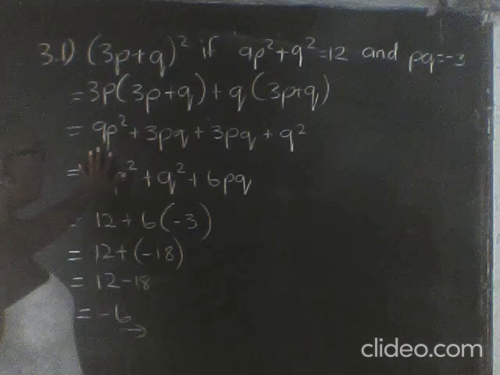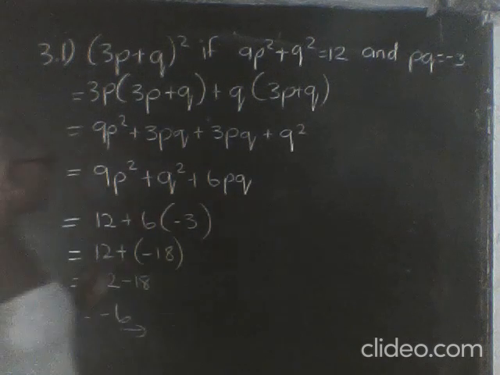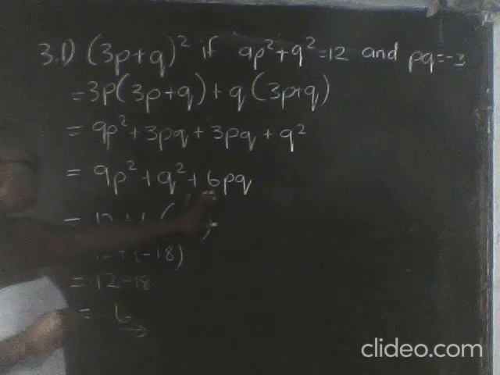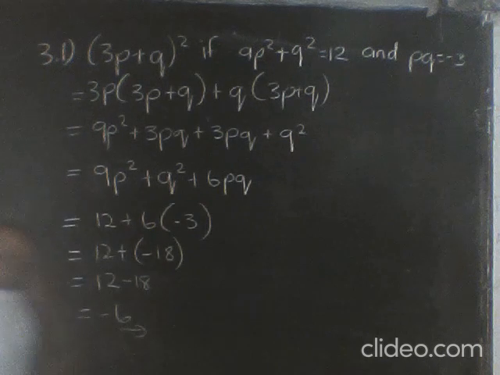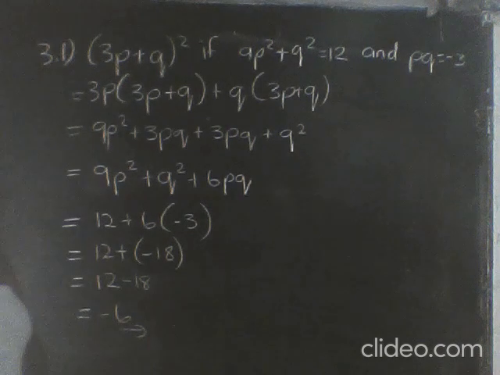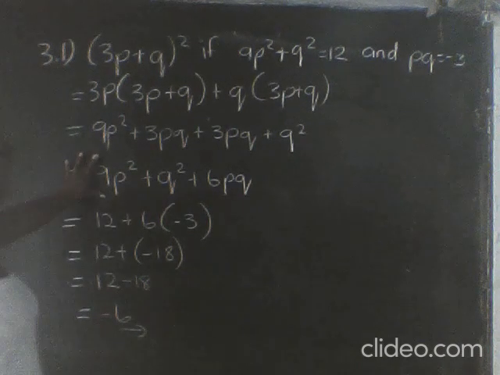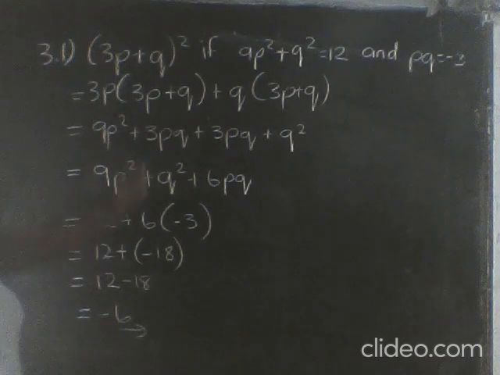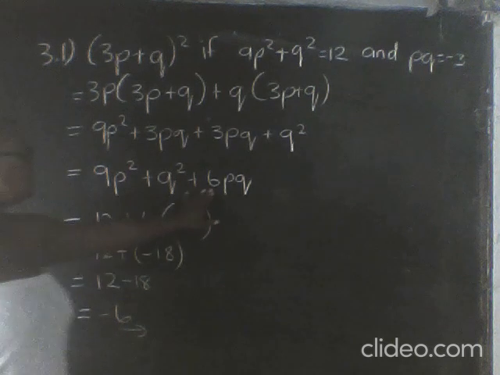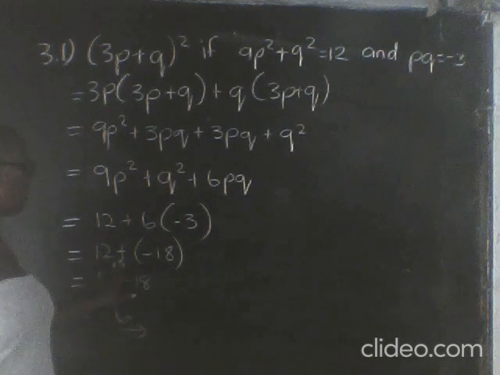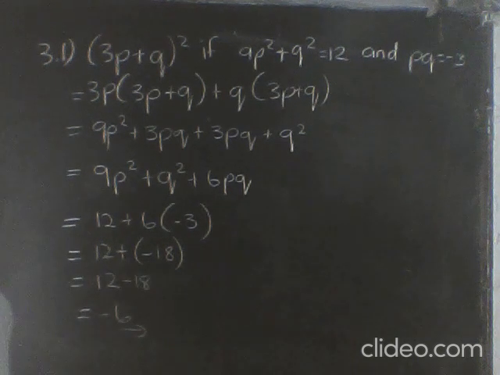9p² and q² don't have like terms, but 3pq and 3pq can be added together to give us 6pq. I just rearranged the whole expression so that it reads algebraically correct. Now we have 9p² + q², which is 12. They gave us the value first. And then the 6 is this 6 here, and I replaced pq with negative 3. So 12 plus negative 18 gives us 12 minus 18, and our answer there is negative 6.